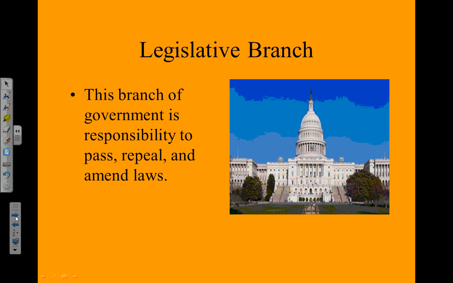Legislative branch is the third branch of our government. This branch of government is responsible for passing, repealing, and amending laws. This is the level of government that makes laws and policies for our country. And this is the branch of government that we hear most about in the news when it comes to balancing the budget and dealing with things like health care, etc.